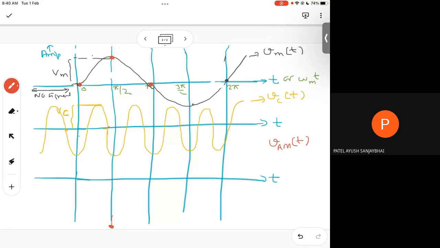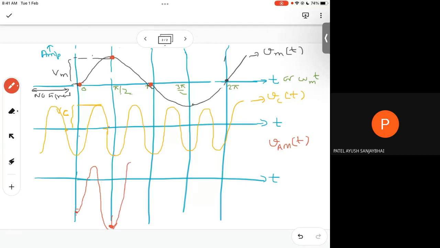At this point, I am getting the maximum amplitude of the message signal. So my amplitude of the carrier wave will also be very high. So my AM waveform will look something like this. Here there is no message signal, so it will remain the same. Then it will slightly increase, and then it will increase very rapidly, and then again it will be somewhere in the middle.